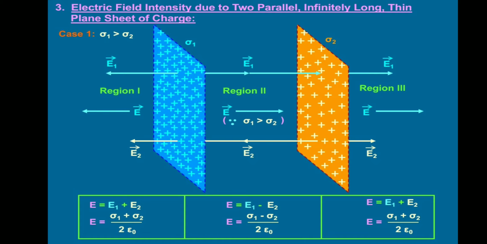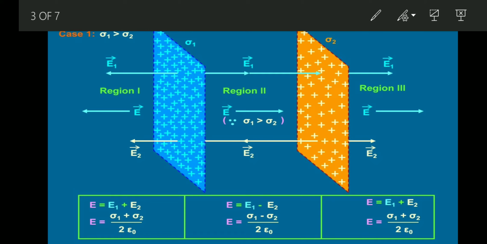So consider here that two charge sheets are there having surface charge density sigma 1 and sigma 2, and let us consider that the surface charge density sigma 1 is greater than sigma 2. Now first of all, we have to consider the direction for electric field intensity. Since the two plates are positively charged, the electric field intensity will be radially outwards.